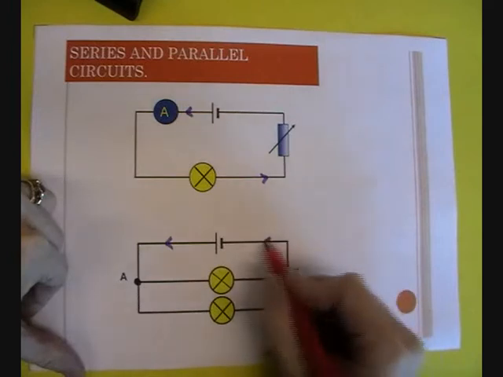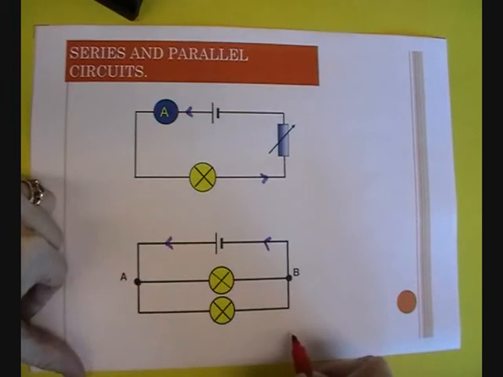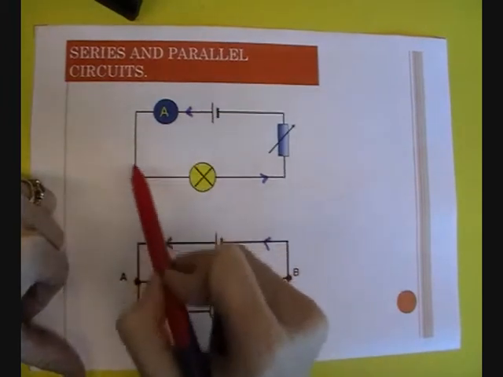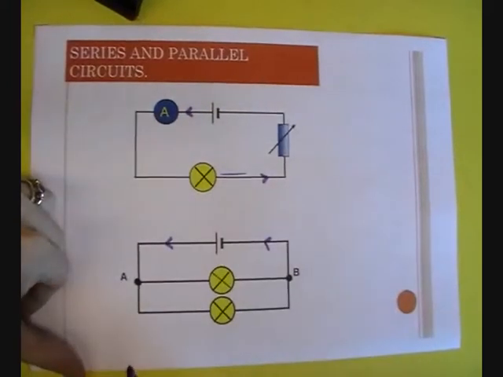So this is the main bit of the circuit here, and these are what we call the branches. So we have branches in a parallel circuit, no branches in a series circuit. The current just goes the whole way round. There's no other way that it can go.